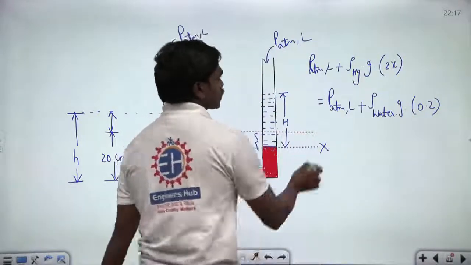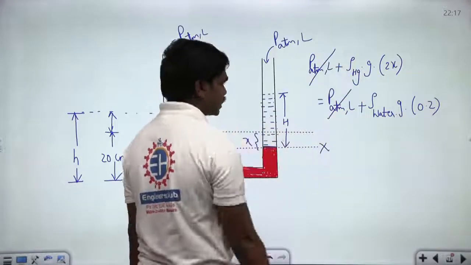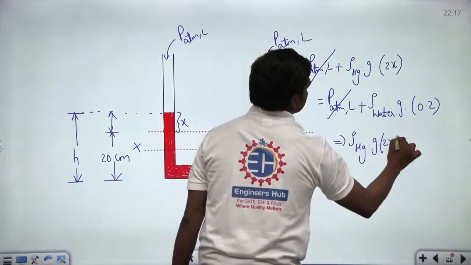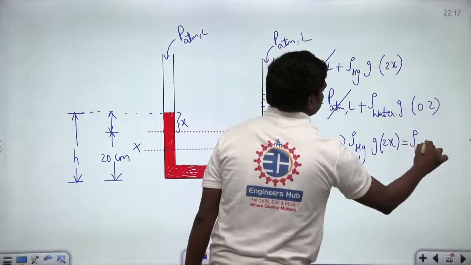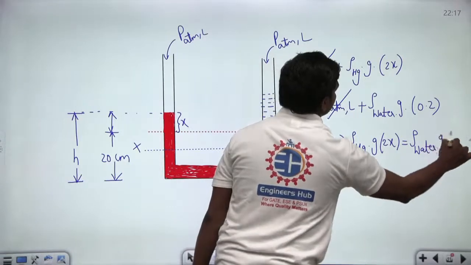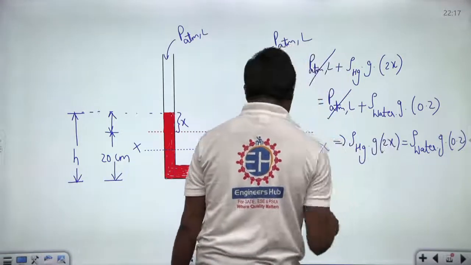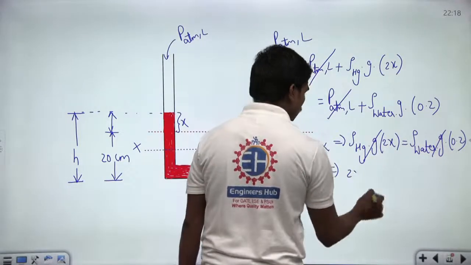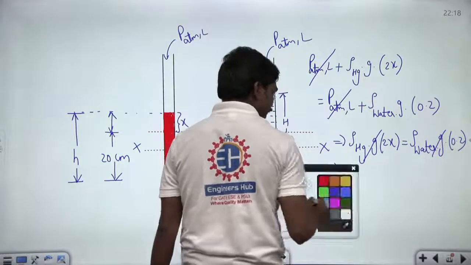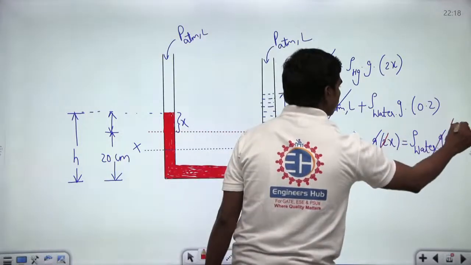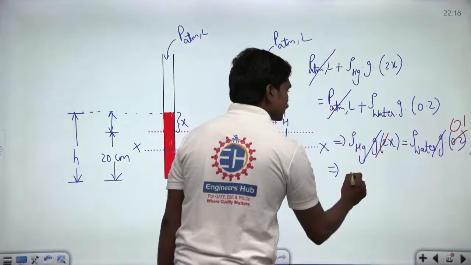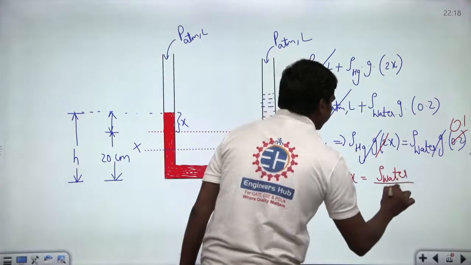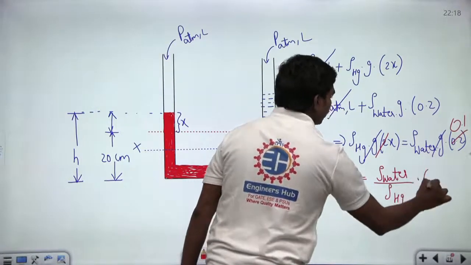Now if you calculate the total things, P atmospheric and P atmospheric get cancelled. So this implies density of Hg into g into 2x is equal to density of water into g into 0.2 meters. Now you can cancel g and g on both sides, and the specific gravity is 13.6, so 2x is equal to, or else you can cancel 1, 2 maybe. If you cancel 1, 2, this will be 0.1. Okay, so x is equal to density of water by density of mercury into 0.1.